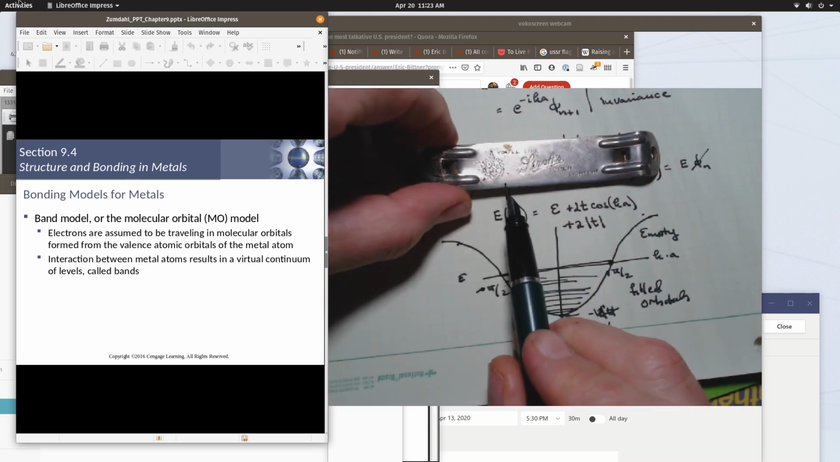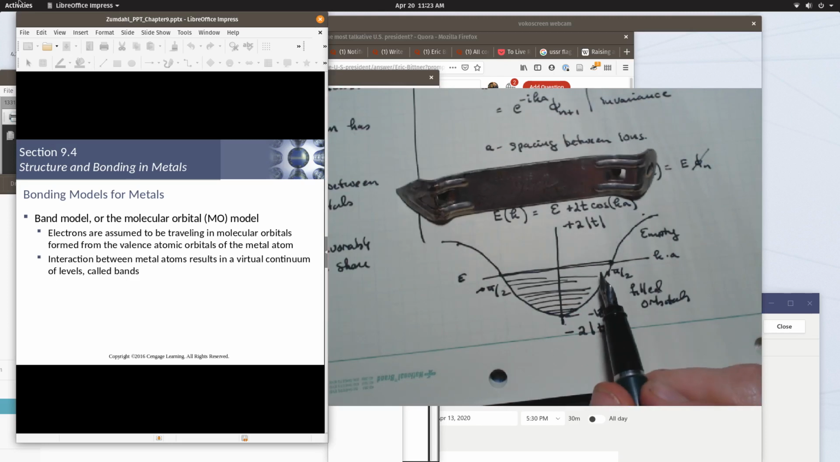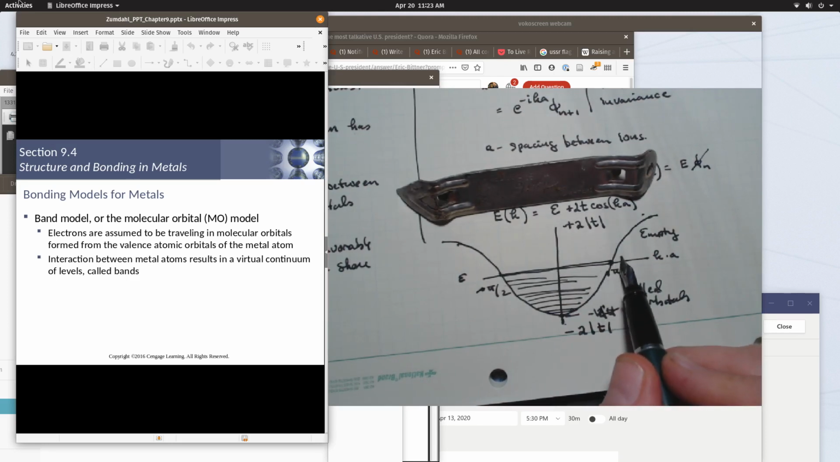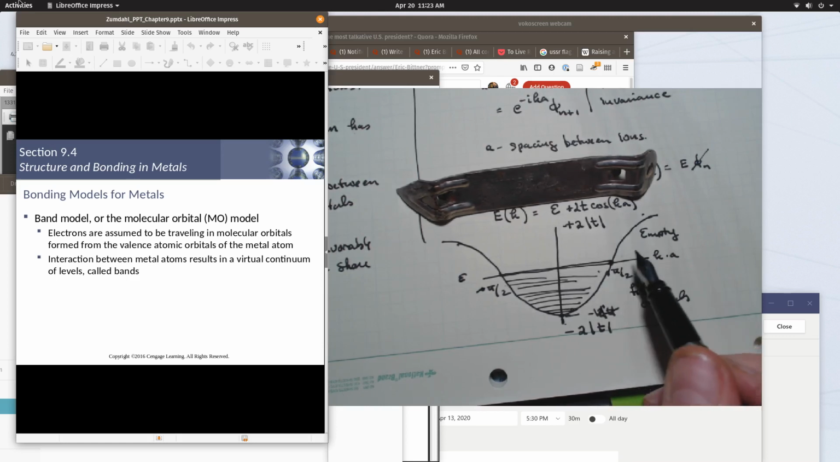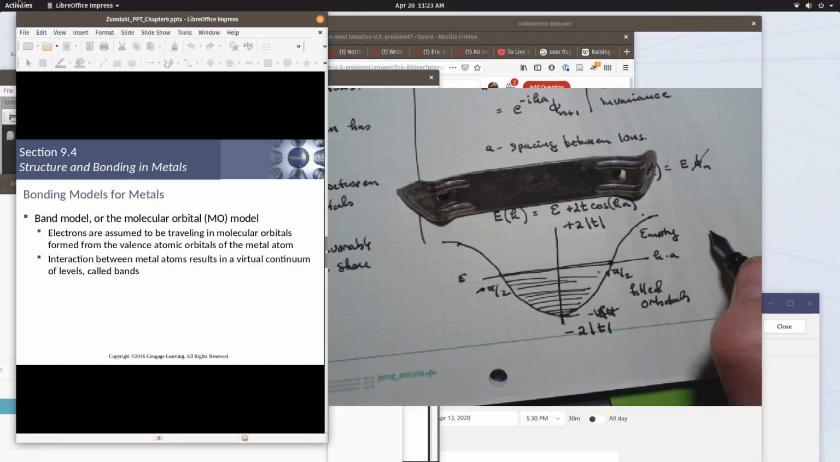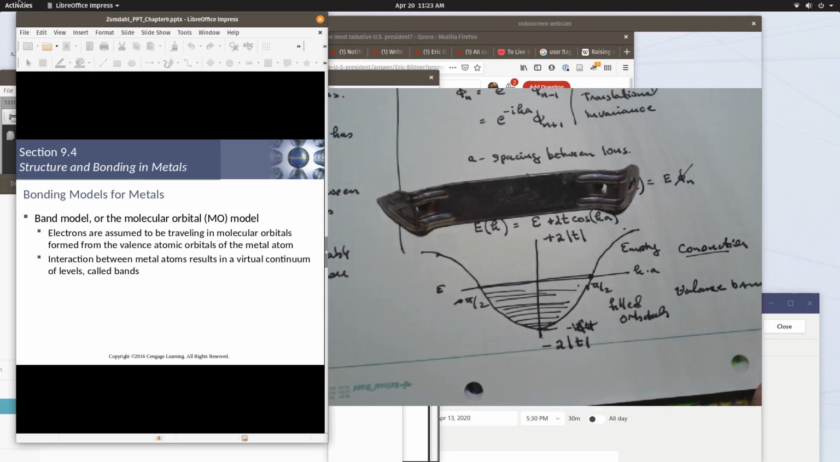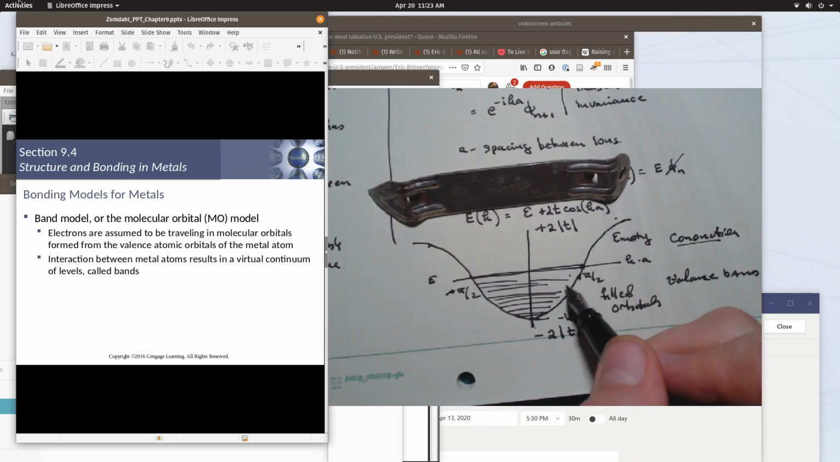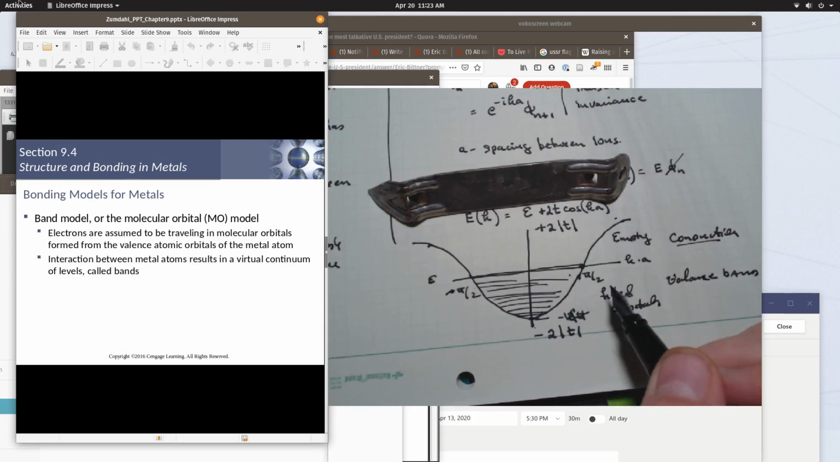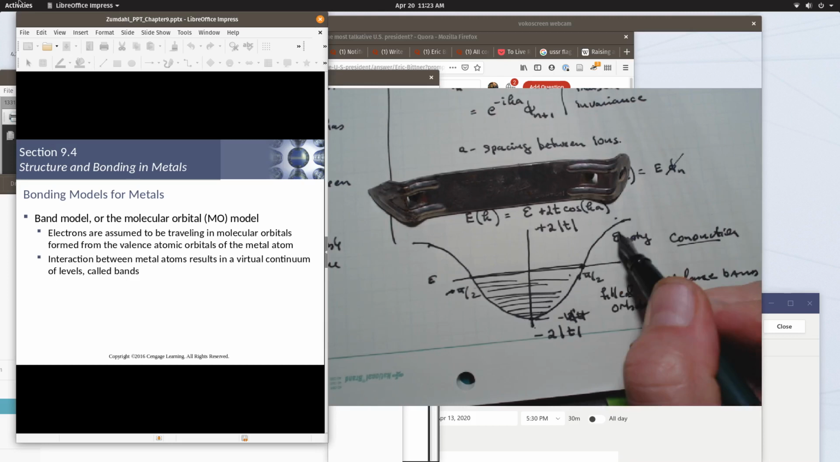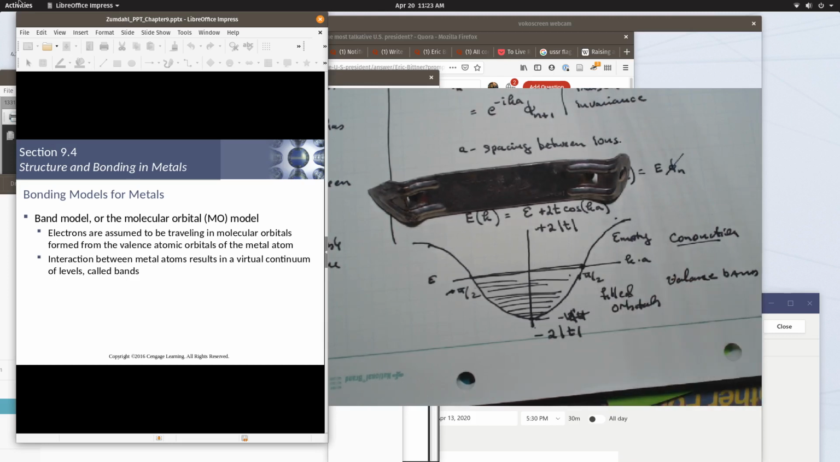So even thermal energies are sufficient to populate and deplete the filled orbitals and put electrons into the empty orbitals. In the parlance of metals, these are called the conduction band, and these are the valence band. These electrons in the conduction band are free to move around, and it's a continuum. It's not a virtual continuum. It is a continuum of states packed into all of this.